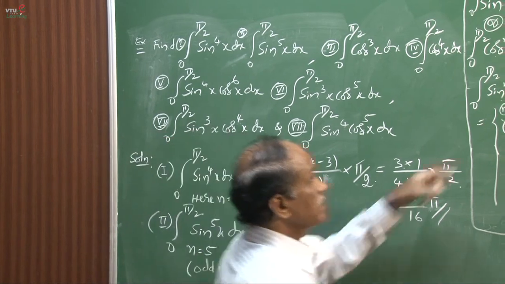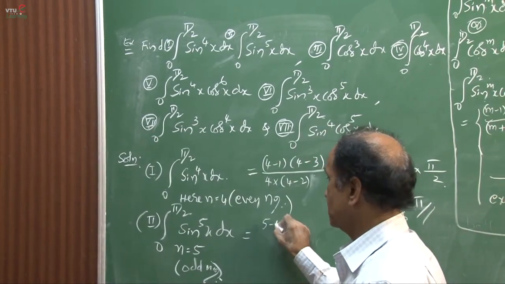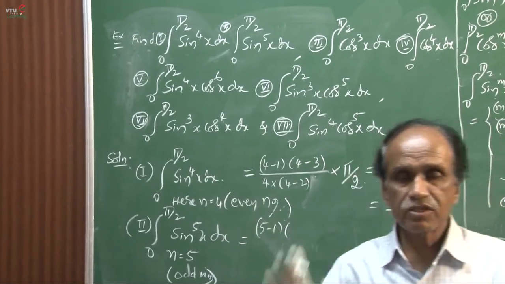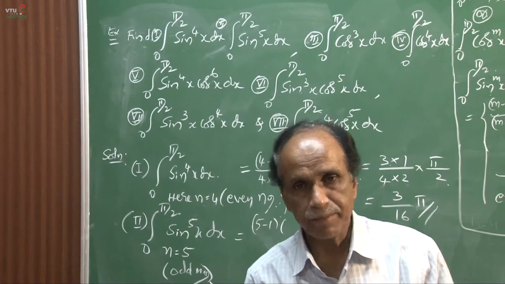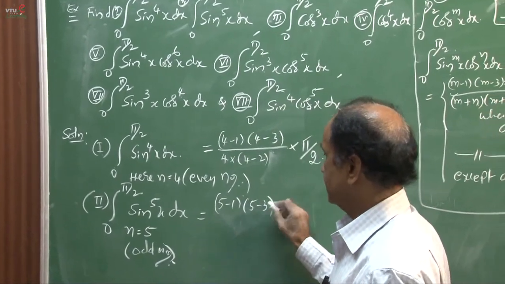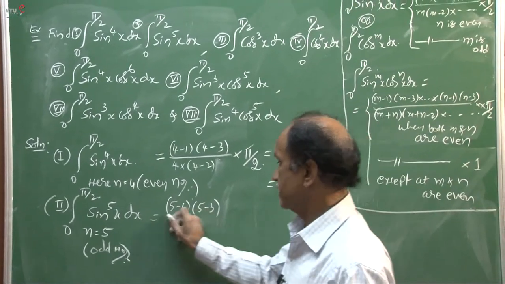Then you apply this second result, that is equal to 5 minus 1. You need not make any substitution, so directly you can go for reduction formula application. Then 5 minus 1, 5 minus 3, and 5 minus 5 you should not take. That is the end of it.